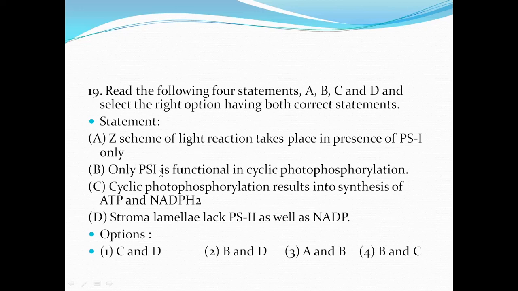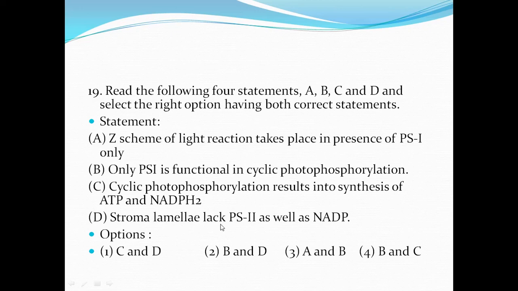Only photosystem 1 is functional in cyclic photophosphorylation. Now this statement is correct because in cyclic photophosphorylation only PS1, that is photosystem 1, is involved. This is incorrect: cyclic photophosphorylation results into the synthesis of ATP and NADPH2. Now this is also incorrect because cyclic photophosphorylation results only in ATP, not in NADPH2. So this statement is incorrect. This statement is also incorrect. Now B is correct here.